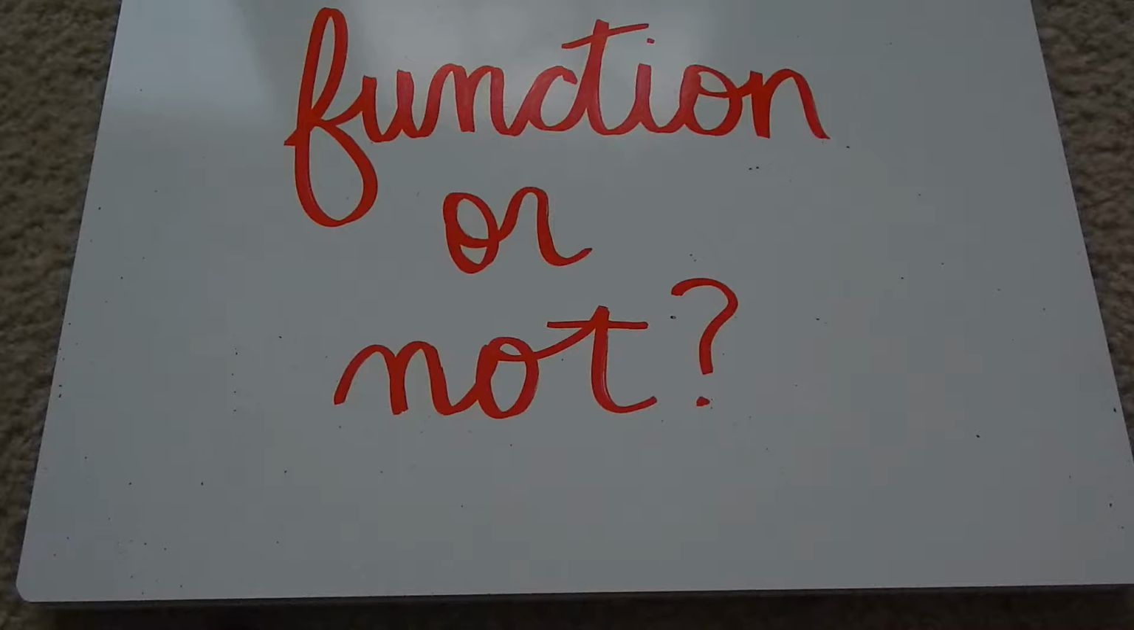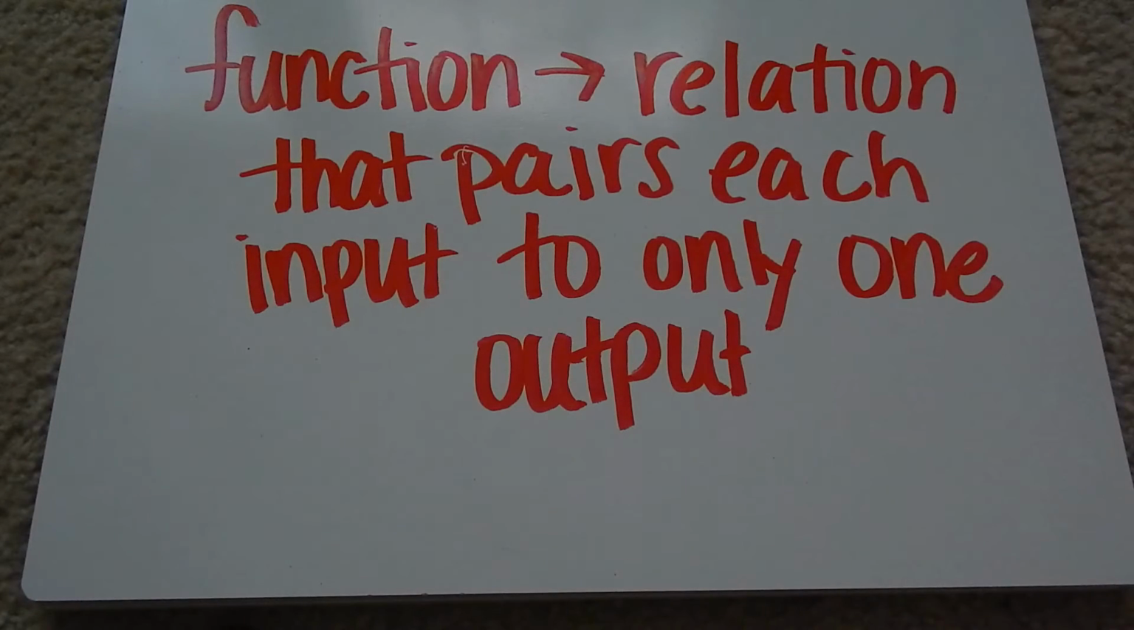Today's lesson is Function or Not. We're going to tell if a relation is a function. First, let's define function. A function is a relation that pairs each input to only one output. All that means is x cannot repeat. So that's what we're going to be looking for.